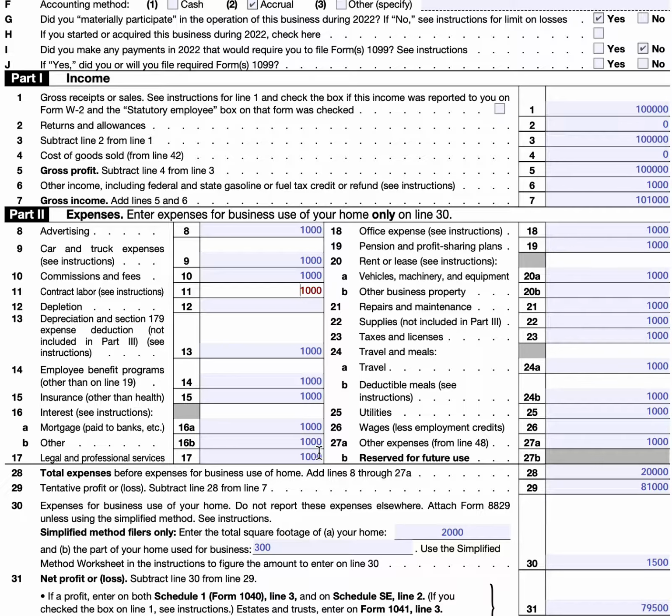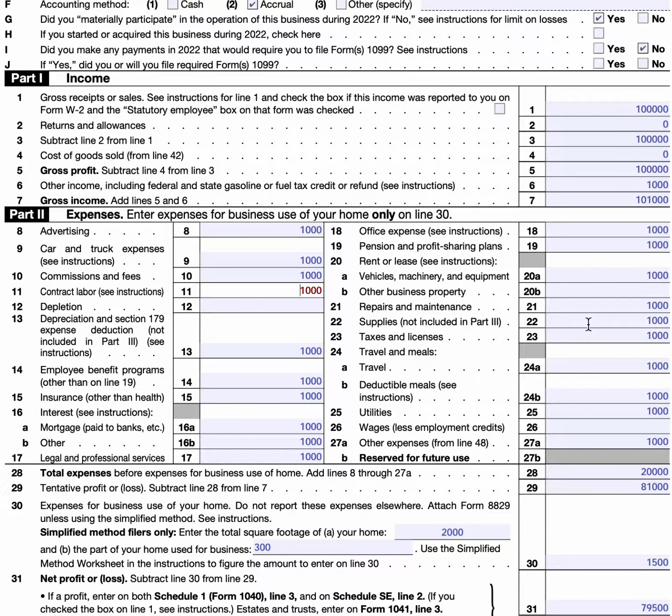In line 17, you'll include any legal or professional fees that are considered to be ordinary or necessary directly related to your business. This could include tax advice. This could include tax preparation. You could also include, if you had a tax deficiency assessed by the Internal Revenue Service or your state board of revenue, any costs that you had to hire a CPA or an attorney or an enrolled agent to help you navigate through that.